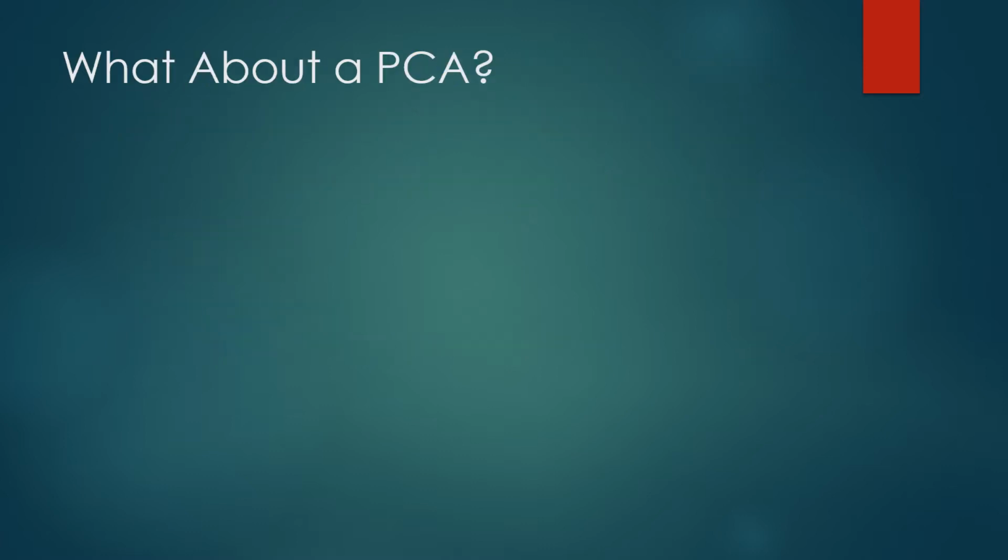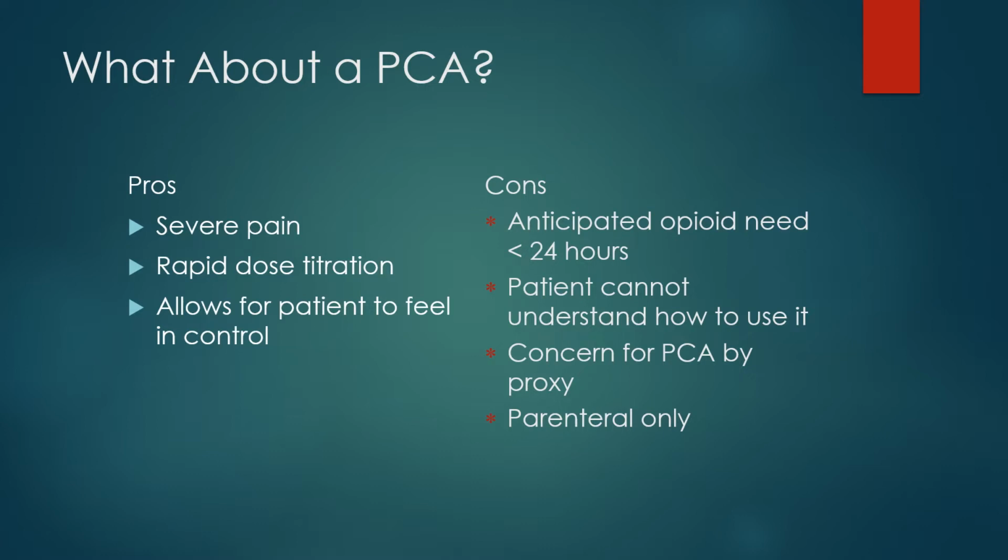What about a PCA? Well, there are pros and cons of a PCA. For pros, it can be used for severe pain. You can use it to rapidly titrate to the correct dose, and it allows for patients to feel like they are in control. For cons, it is not advantageous to use it if the anticipated opioid need is less than 24 hours. Patients who cannot understand how to use it should not have a PCA. There is a concern for use of PCAs by proxy, and PCAs are parenteral only.